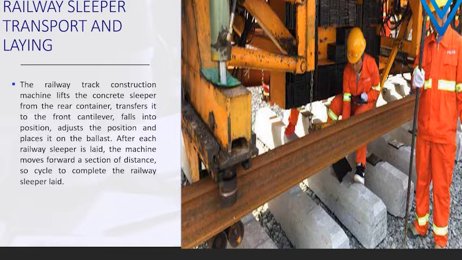Next is the railway sleeper transport and laying. The railway track construction machine lifts the concrete sleeper from the rear container, transfers it to the front cantilever, falls into the position, adjusts the position, and places it on the ballast.